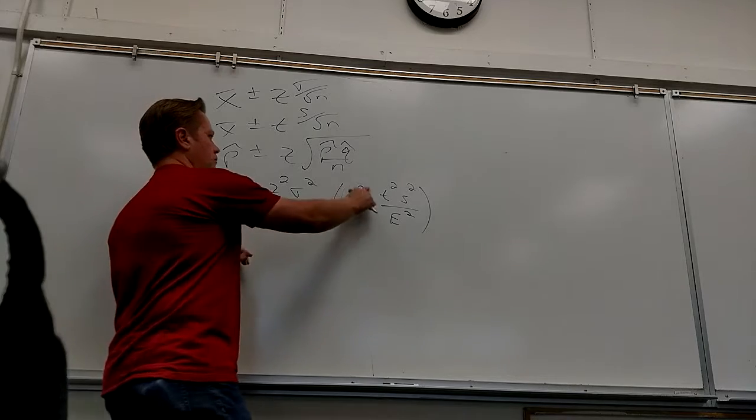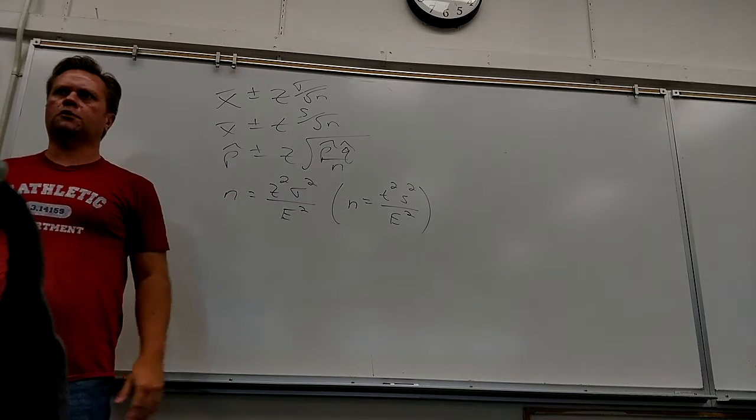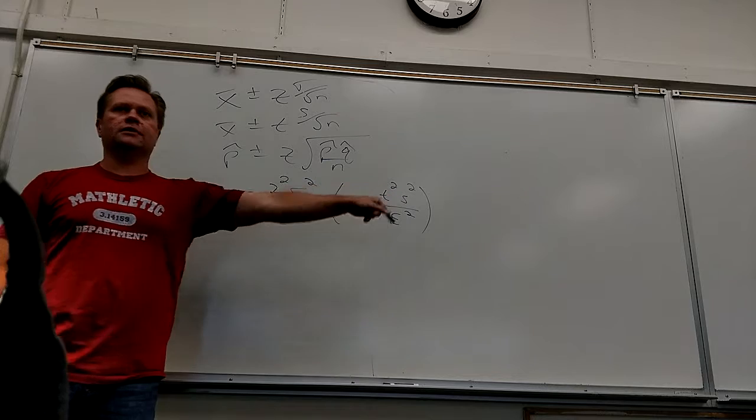Why did I put a square on you? Get out of here. Sorry. I was going crazy with my squares. This is n equals that stuff.